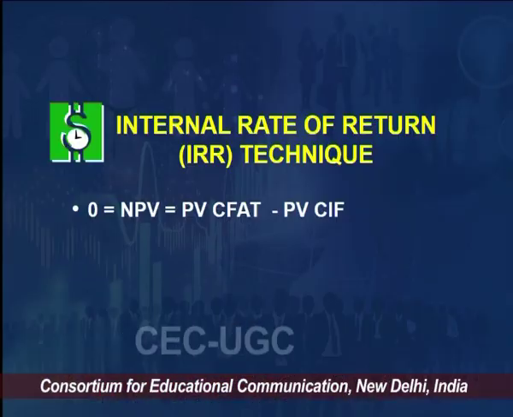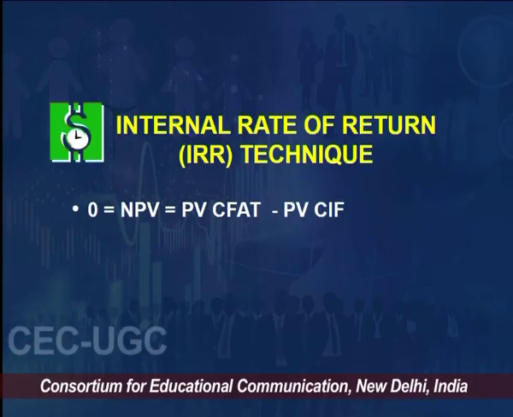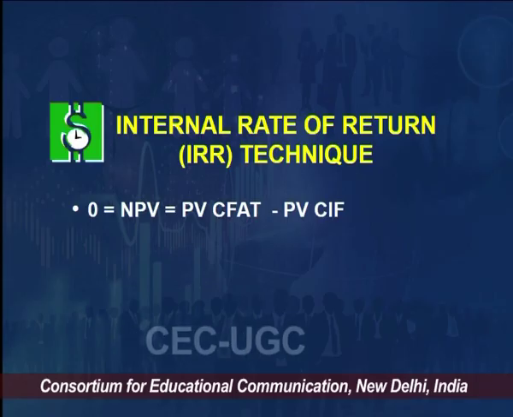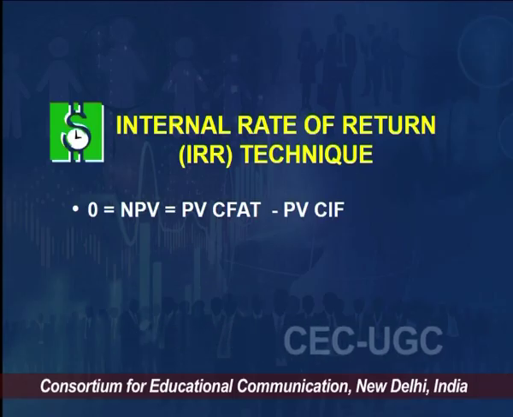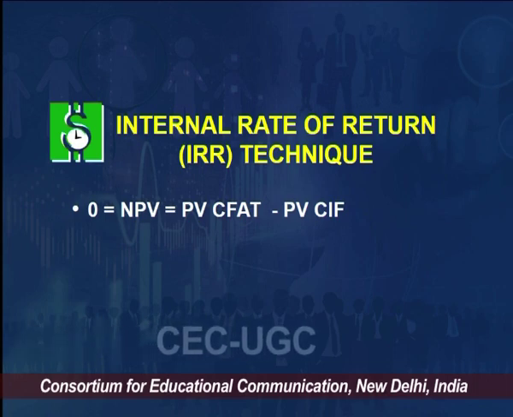So, this is how we take the formula. This is in front of you. So, 0 is equal to net present value, which is equal to present value of cash flows after tax minus present value of cash outflows. Very simple. I have used very simple language, or the symbol, so that you could comprehend it well. So, this is the formula of net present value.